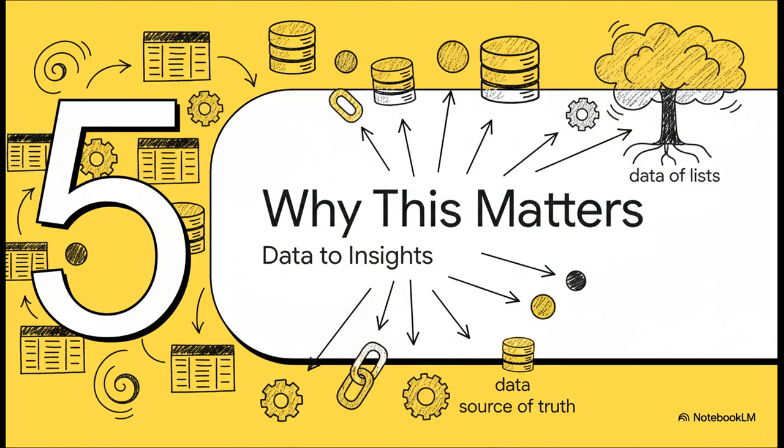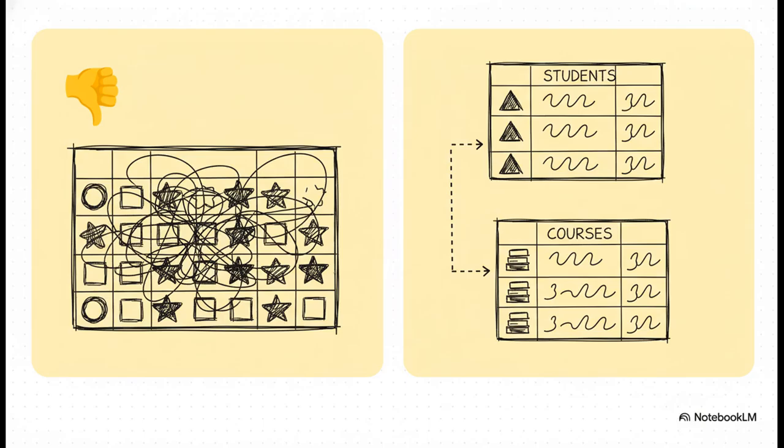Okay, so you might be wondering why all this fuss about different keys and tables. It might seem a little complicated, but this structure is what transforms messy data into a powerful, trustworthy source of information. Let's really dig into why this matters so much. Take a look at this comparison. On the left is the messy way. Every single time a student signs up for a class, we type out their full name and their major all over again. Imagine they change their major. You'd have to find and update it in like a dozen different places, hoping you don't miss one.